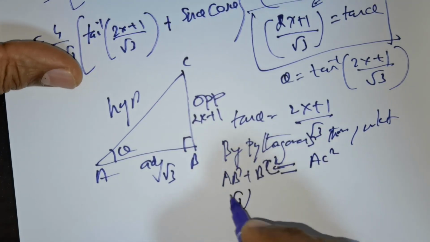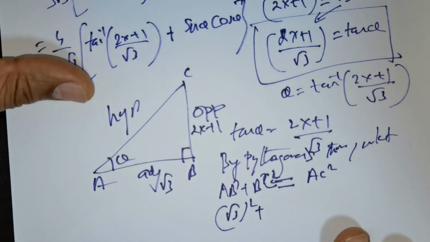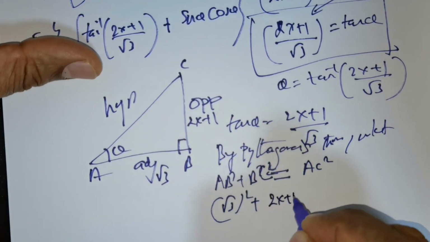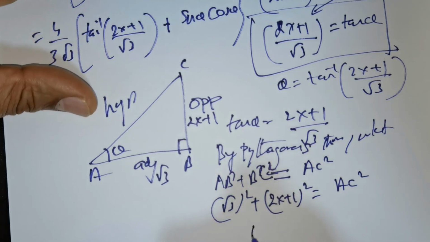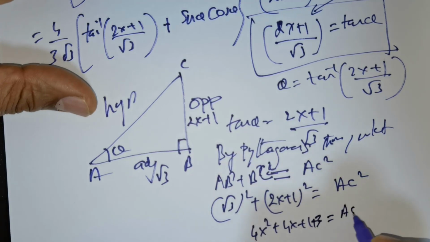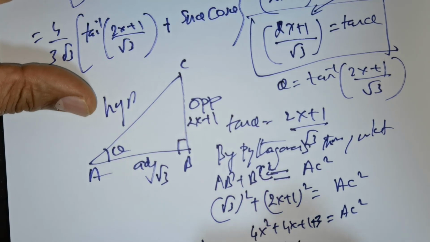So AB squared is root of 3 raised to the power of 2. My BC squared is (2x + 1) raised to the power of 2. This is my AC squared. You expand this, this is 4x squared plus 4x plus 1. Root of 3 squared is going to be 3, so AC squared is equal to 4x squared plus 4x plus 4.